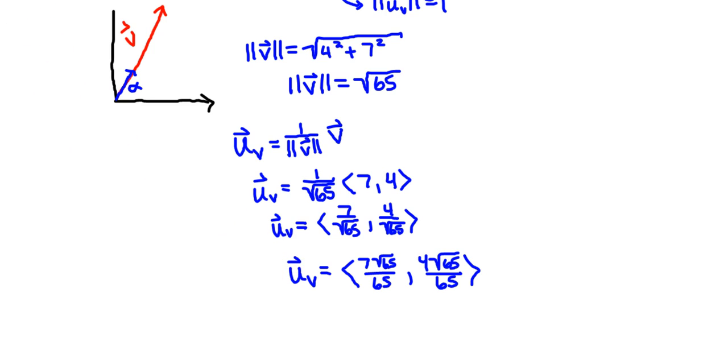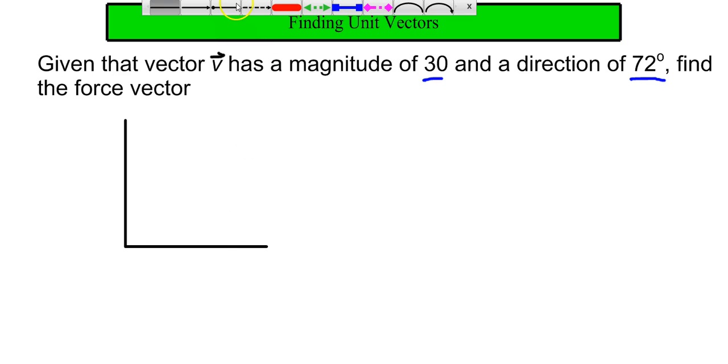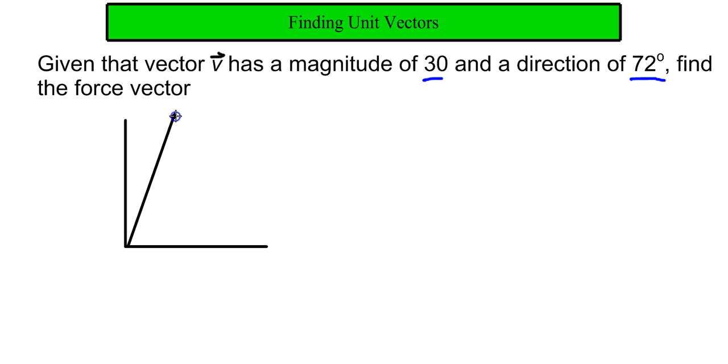Alright guys, last example here. This is really where it becomes useful to write things in the form of a linear combination of basis vectors. Here we've got a vector v that has a magnitude of 30, so we know its length, and it's got a direction of 72. So if we just plot this, there are my axes, and my vector is going to look something like this. 72-degree angle. It's going to go up somewhere around here. So I know that that's got an angle of 72. That's my alpha. And it's got a magnitude of 30.